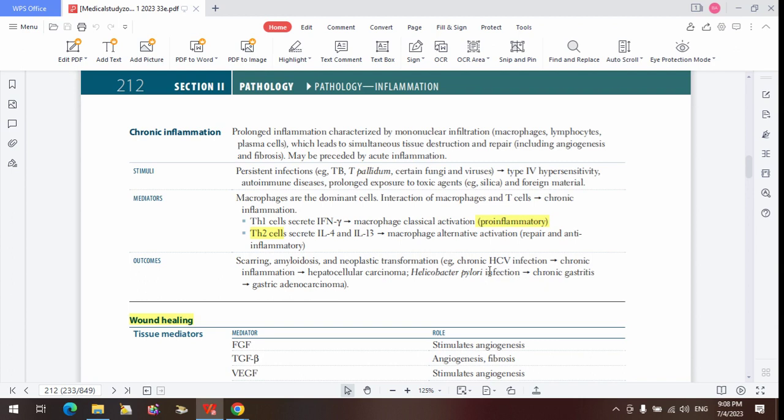So they are going to have chronic hepatitis. Now, there will be activation of these macrophages in this pathway.